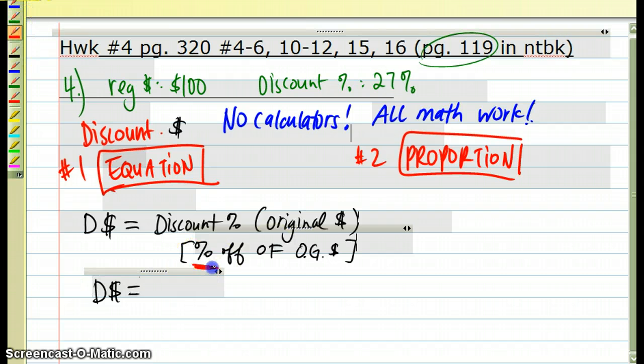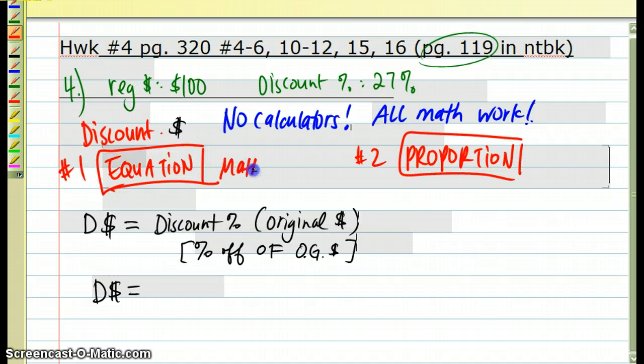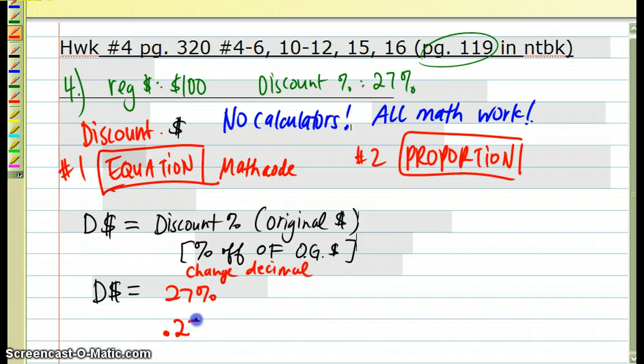So when I do that, to find the discount price, the discount percent here is 27%. Now the percentage off, in an equation format, when we follow the math code, a percentage we always want to change to a decimal. So then we're going to change 27% to a decimal, which is going to give us 0.27. So then we're going to multiply our percentage off of the original. So of meaning the multiplication in our math code. So we're going to multiply with the $100. So given that, I'm going to take 0.27, multiply with 100.